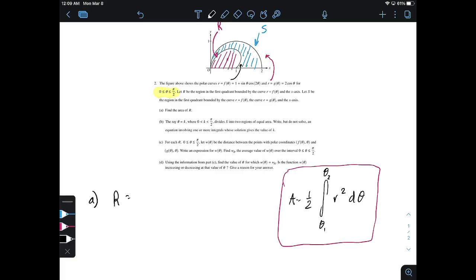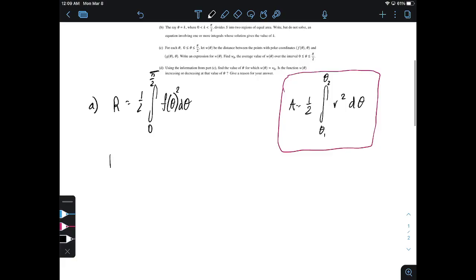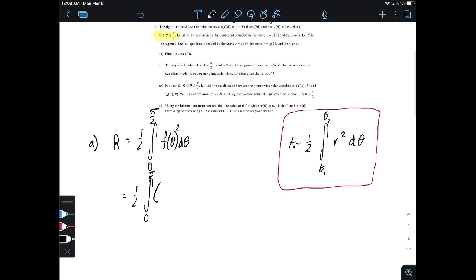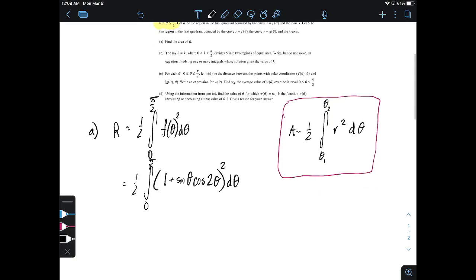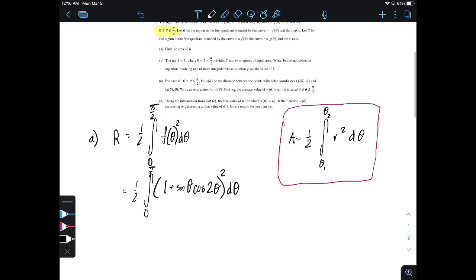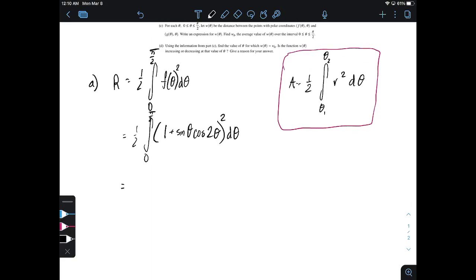It's literally just the curve f of theta. So all we're going to do is 1/2 the integral. Note that we're using the first quadrant, so we'll go 0 to pi halves of f of theta squared, obviously, d theta. Now we have to solve this, so we're going to do 1/2 integral 0 to pi halves again, and actually fill in the values. It would be 1 plus sine theta cos 2 theta d theta, and of course I keep forgetting the square, but it's obviously there. We're going to plug this into the calculator, and what we will get is that the area of R is equal to 0.648. And that would be our answer for part A.